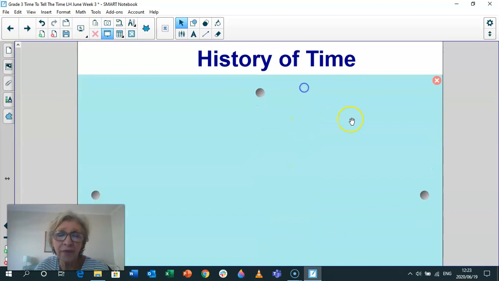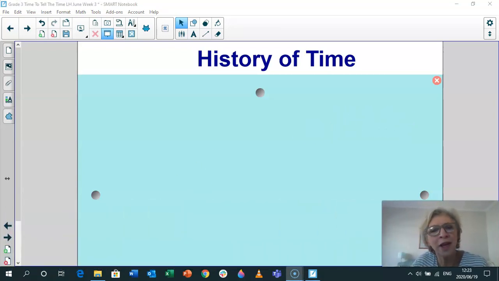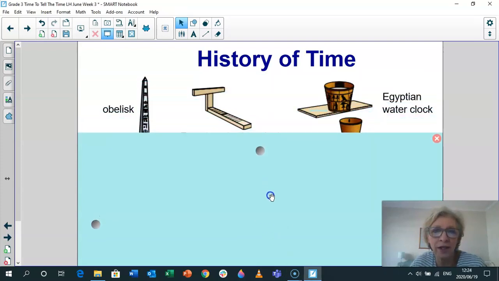So let's have a look at the history of time. All right, because you think about it, do you ever think about how things started off? Clocks didn't just fall out the sky, did they? And we often don't think about things like that. How did they used to tell the time before they had clocks with little hands that moved around in a circle in clockwise direction, or before they had digital clocks, or electricity for that matter, or phones? Okay, so let's have a quick look at how they used to tell the time.